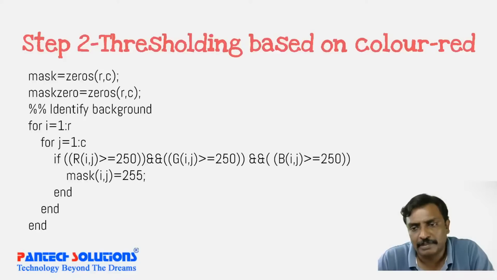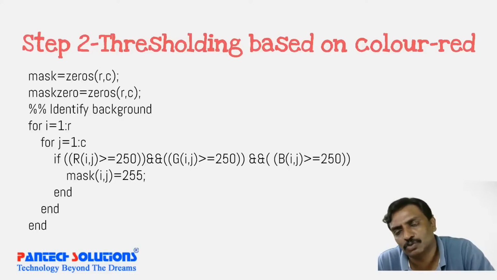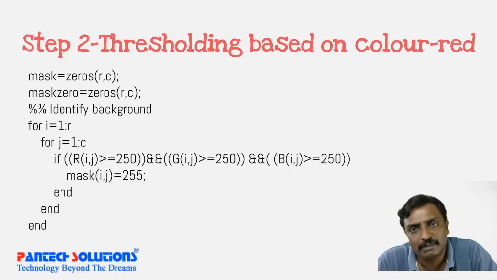Once I split the planes, you have to go for thresholding based on color. For example, to identify a red pixel, red will have the majority value, and green and blue will have values near zero. Here we are identifying the white color background: red greater than 250, green greater than 250, and blue greater than 250. We are segmenting that color using a simple for loop with an if condition.